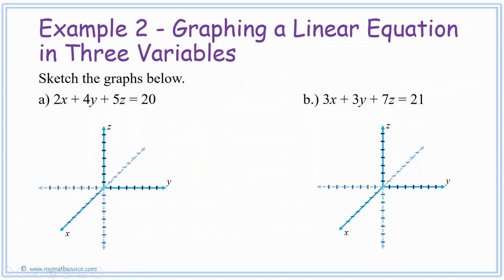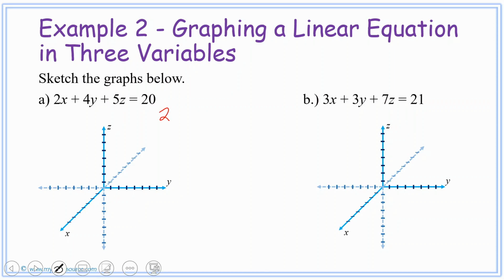All right, so now let's look at an additional example here. We're going to graph a linear equation in three variables, and we're going to use the x, y, and z-intercept form. The same way we find the x and y intercepts when a linear equation in a two-dimensional graph is in standard form, we can do the same thing with a three-dimensional.